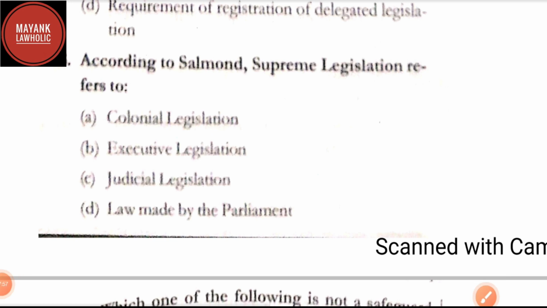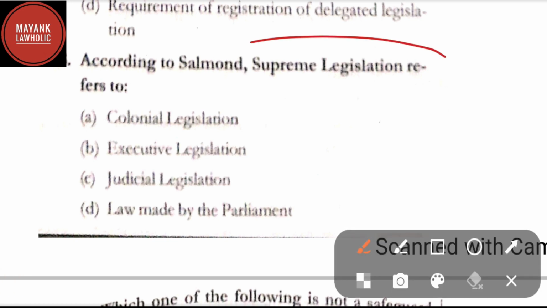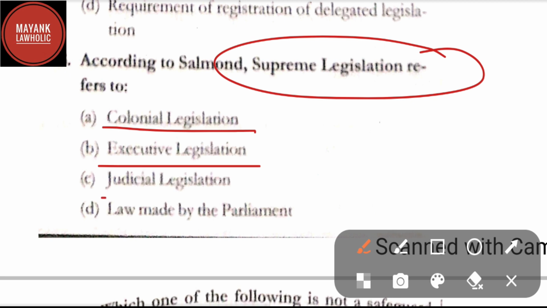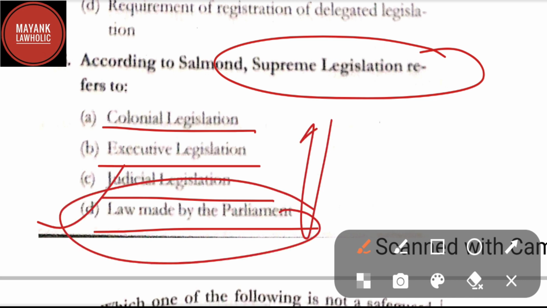Now let us proceed to question number 198. According to Salmond, supreme legislation refers to colonial legislation, executive legislation, judicial legislation, or law made by the parliament. Here the correct answer is option D, that is, law made by the parliament is, according to Salmond, supreme legislation.